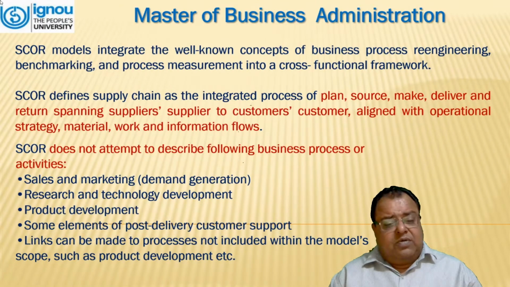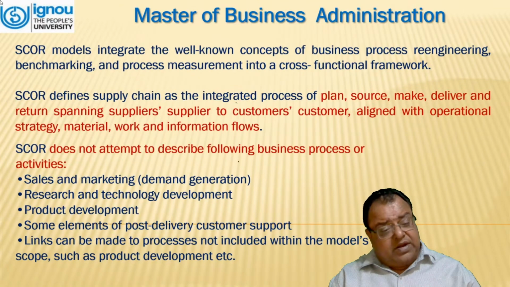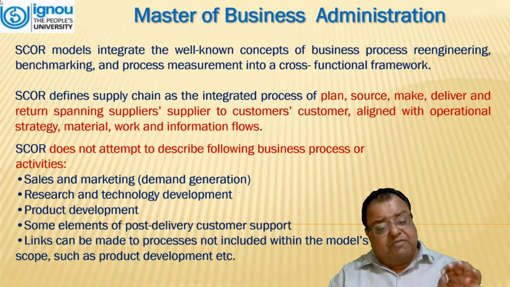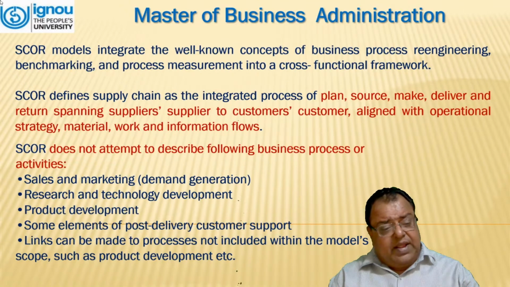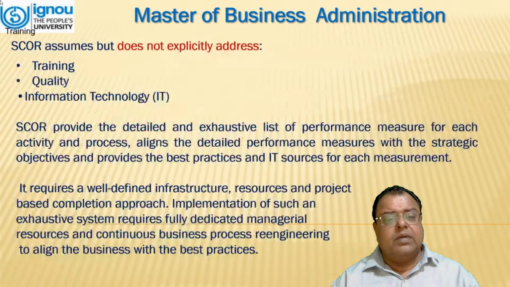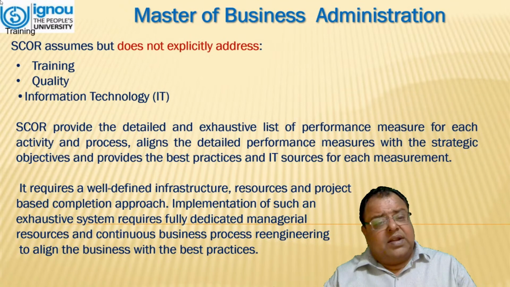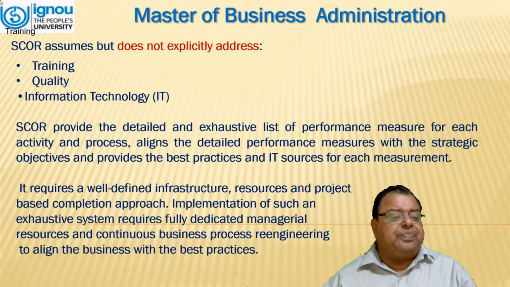SCOR does not attempt to describe the following business processes or activities: sales and marketing, research and technology development, product development, some elements of post-delivery customer support, and links can be made to processes not included within the model scope, such as product development, etc. SCOR assumes but does not explicitly address training, quality, and information technology.